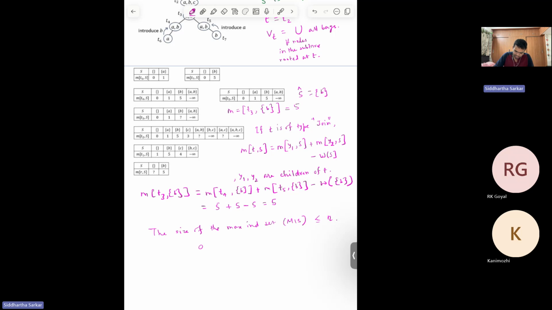For example, what is the MIS in a complete graph? What is the maximum number of independent nodes in a complete graph? 1. It's one only.